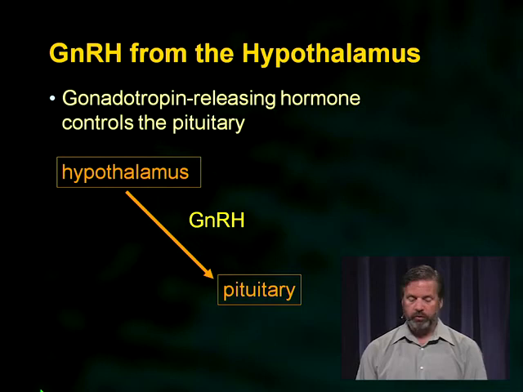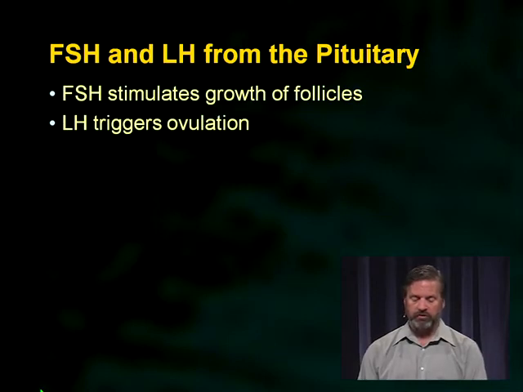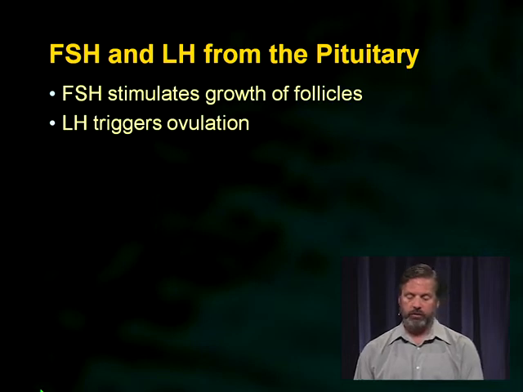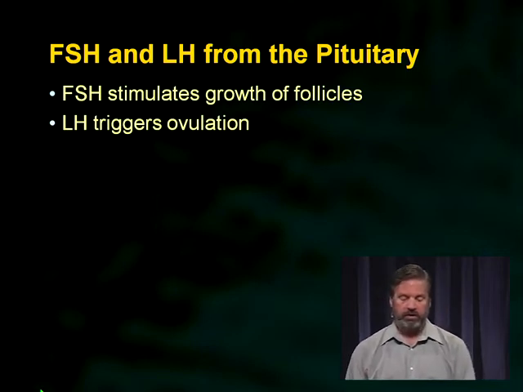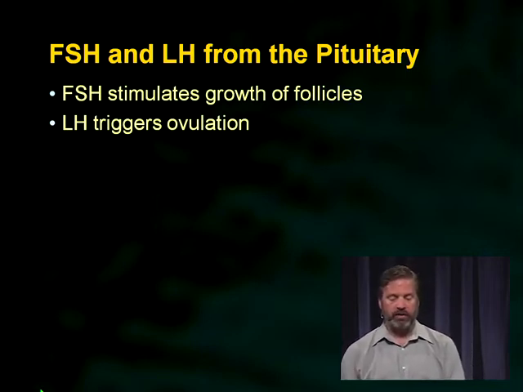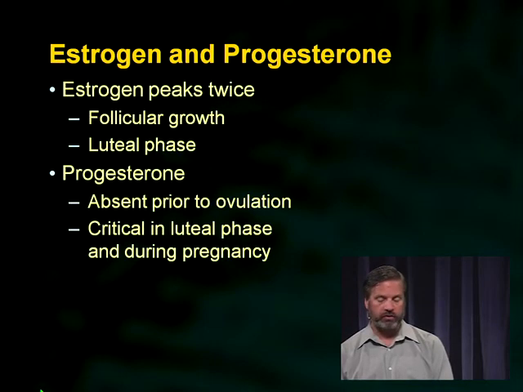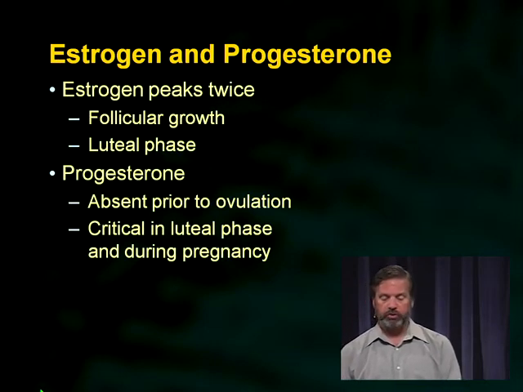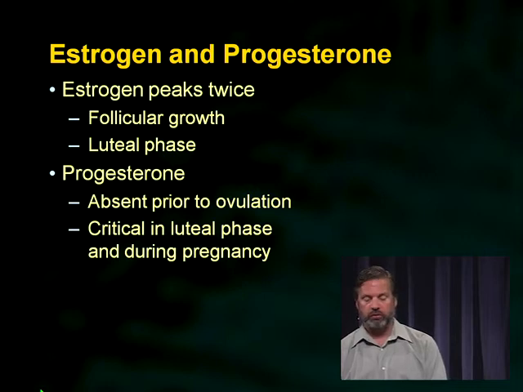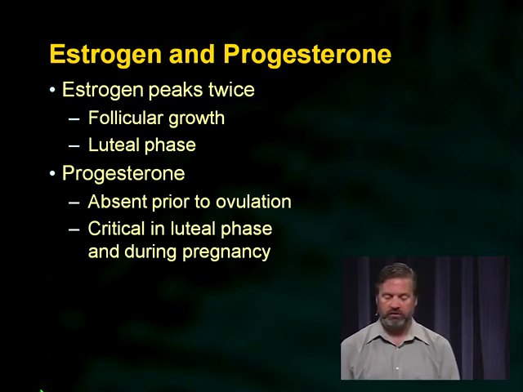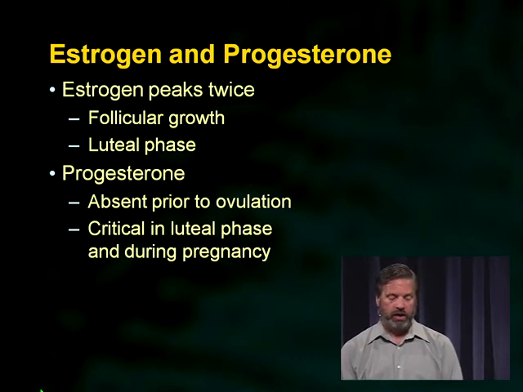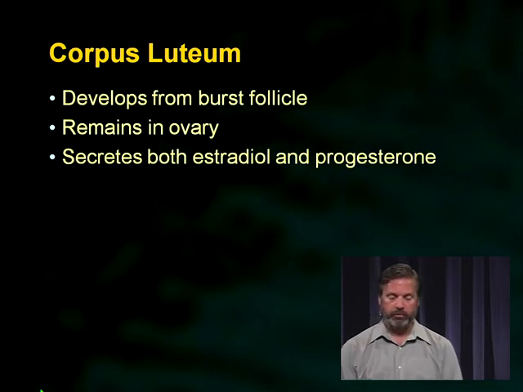So some simple reminders. The hypothalamus releases GnRH that stimulates the pituitary. FSH and LH from the pituitary then are released, and FSH stimulates growth of the follicles, and LH triggers the ovulation. Estrogen and progesterone. Estrogen peaks twice during the phases. One is the follicular growth phase, and the other is the luteal phase. And then progesterone, which is absent prior to ovulation, is critical in the luteal phase and also during pregnancy.